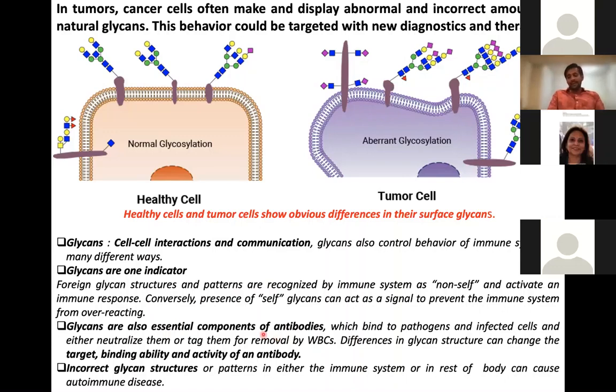Incorrect glycan structure, which I have just mentioned before, that if the glycan structure recognizes self as foreign, they can start killing them, which is responsible for causing autoimmune disease. So nowadays, many pathways like signaling and these glycans are being studied in autoimmune disease also.